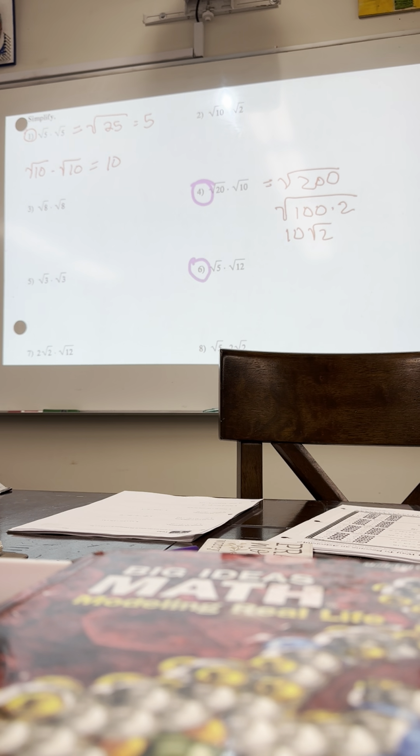Why couldn't we simplify 20 instead? You can do it that way. Let's look at that method, because it also works. You could have done this as 4 times 5 times the square root of 2 times 5, right? The square root of 4 would be 2.